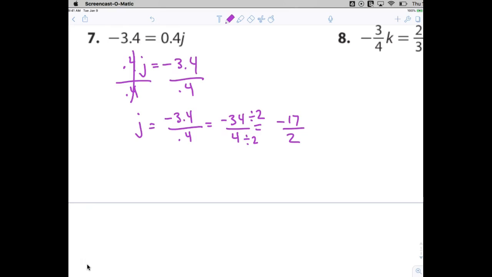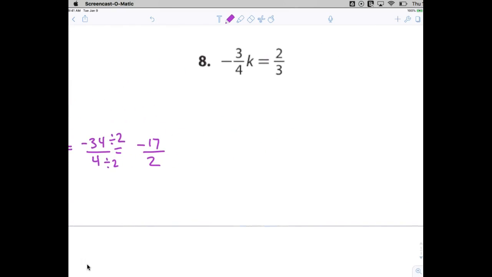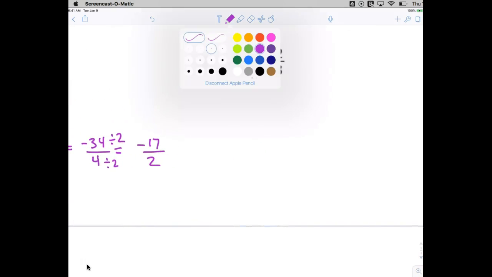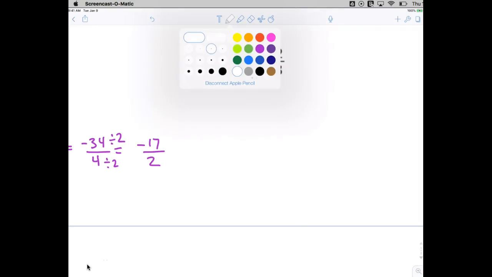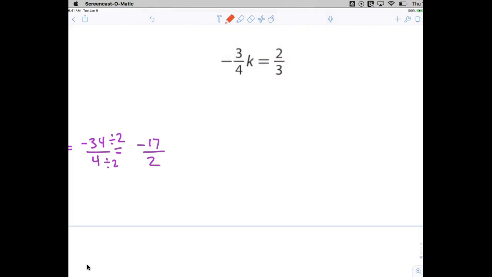All right. Let's take a look at 8. Now 8 again is a fraction. All right. So what I want to do now is, how do I get rid of a fraction again? Multiply by the reciprocal. Right, so what's the reciprocal? Yes, negative 4 over 3. Does it matter where the negative goes? No. So over here, I want everybody to write down negative 4 over 3.